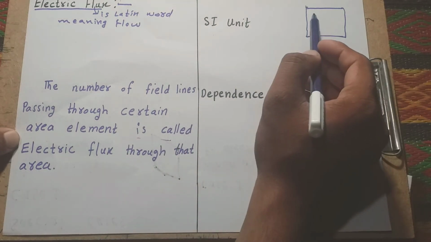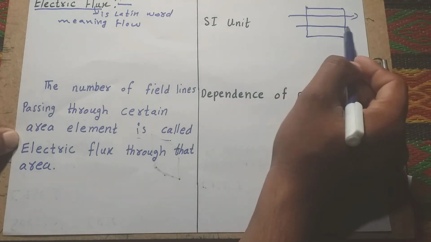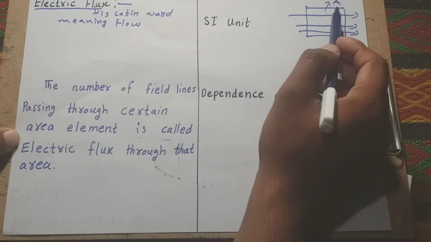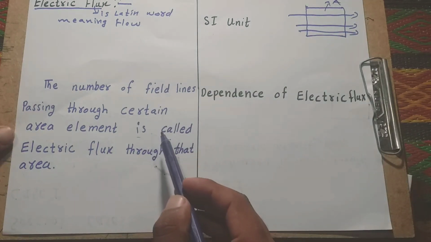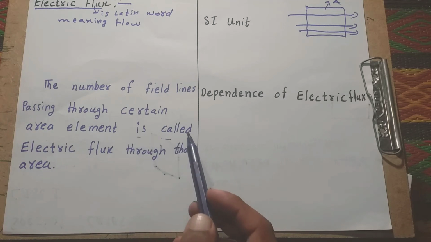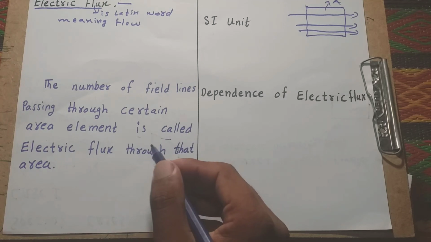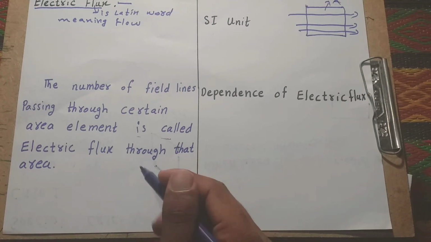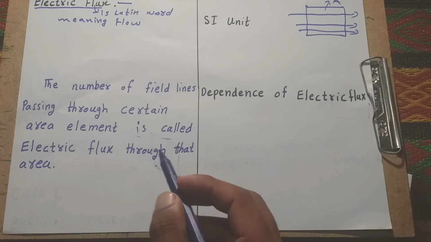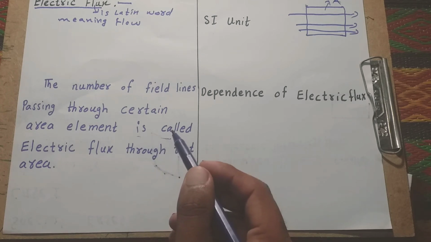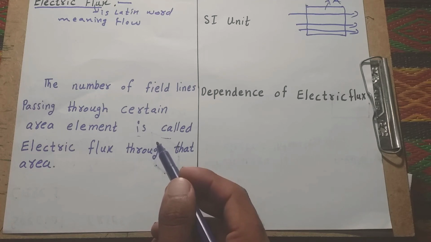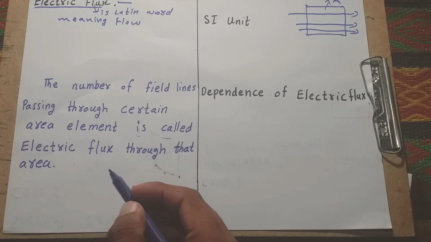This is an area and these are electric field lines. The number of field lines passing through a certain area element is called electric flux. Electric flux is a measure of the electric field through a given surface. The number of field lines per unit area is called the electric field.